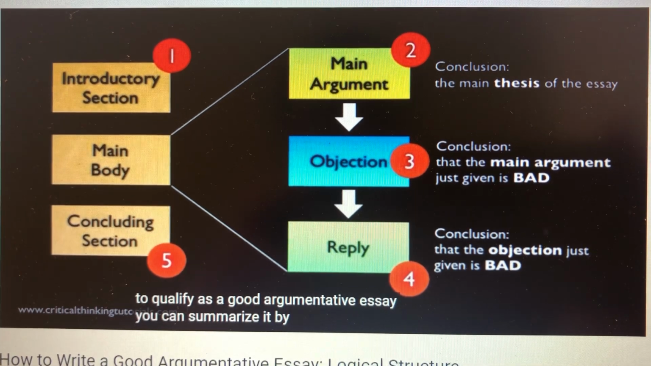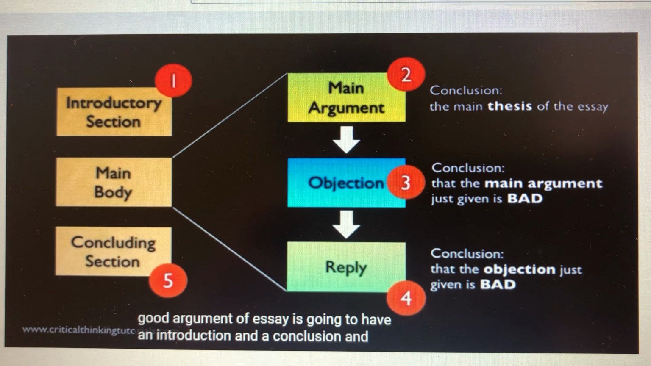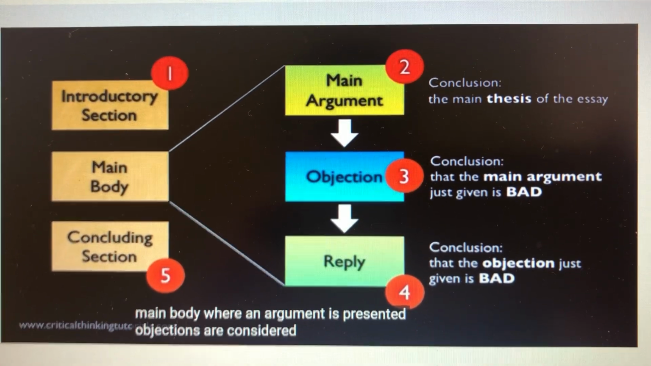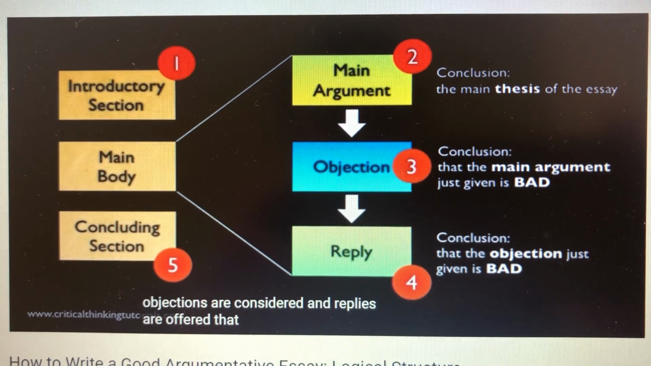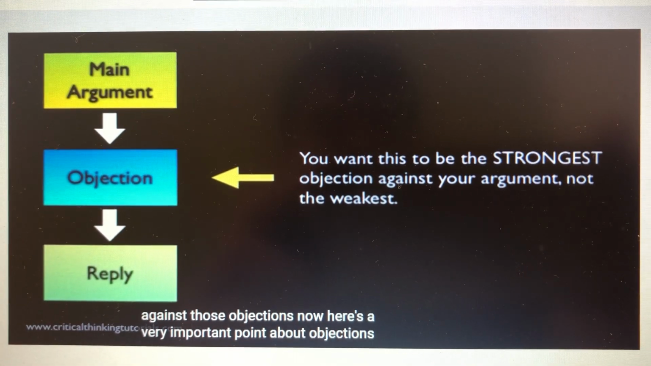You can summarize it by saying that a good argumentative essay is going to have an introduction and a conclusion and a main body where an argument is presented, objections are considered, and replies are offered that defend the argument against those objections. Now here's a very important point about objections.